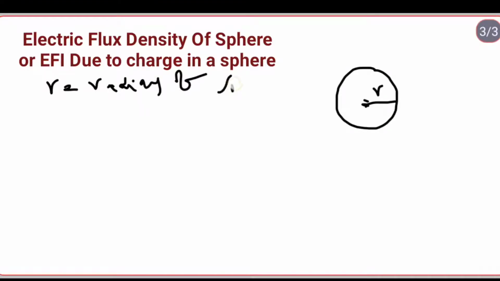Let r be the radius of the sphere, and we are calculating the electric flux density D bar and E bar for the sphere. Let the Gaussian surface be a sphere of radius r. A sphere is the Gaussian surface we have to assume. All the steps we discussed previously, we are applying to find the electric flux density or electric field intensity due to a sphere.